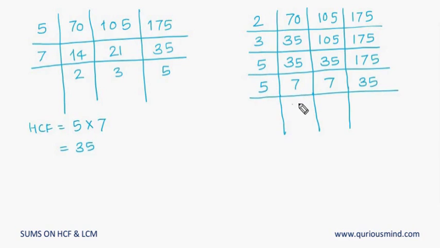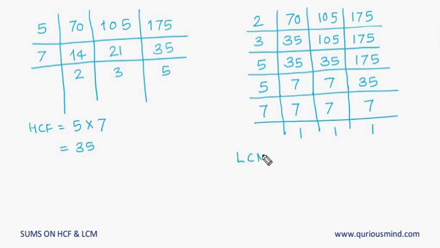Because 7 is not divisible by 5, 7 comes down as it is. And 5 7s are 35. And now we clearly see that 7 is a common factor. 7 1s are 7, 7 1s are 7, 7 1s are 7. We reached 1. So we stop here and we multiply these prime factors to get our LCM.